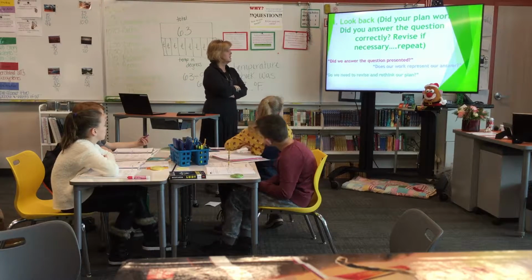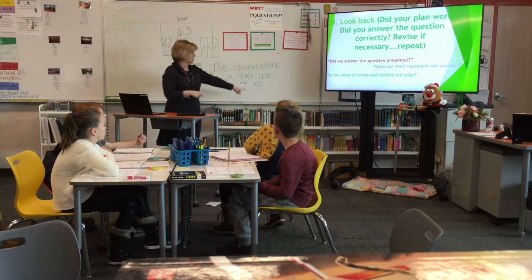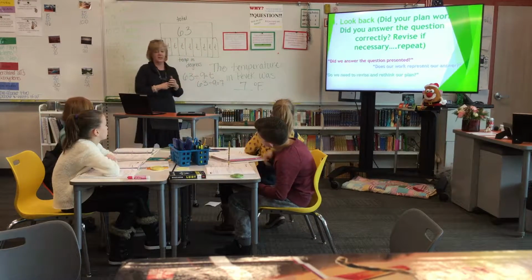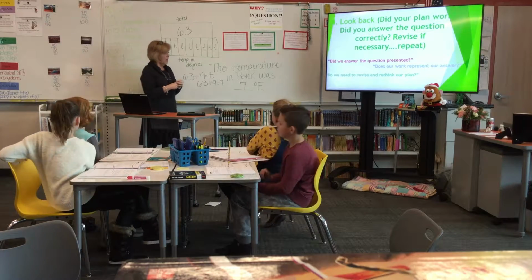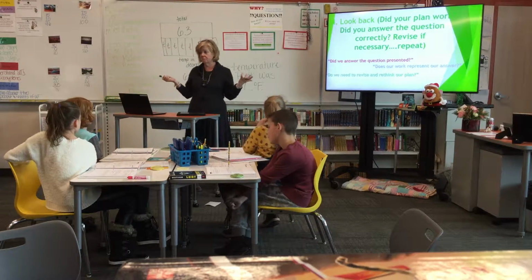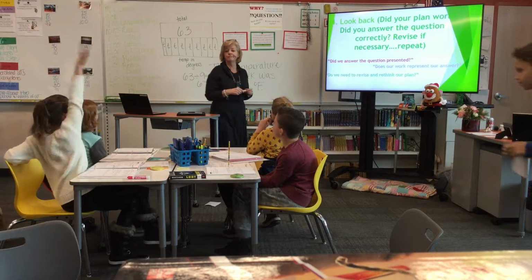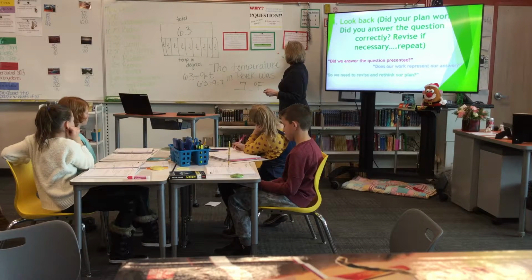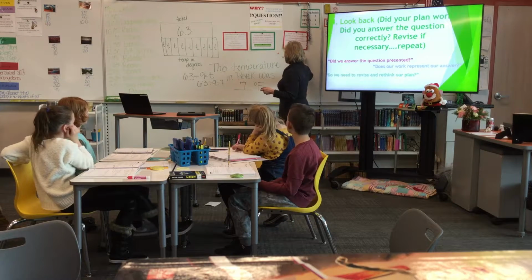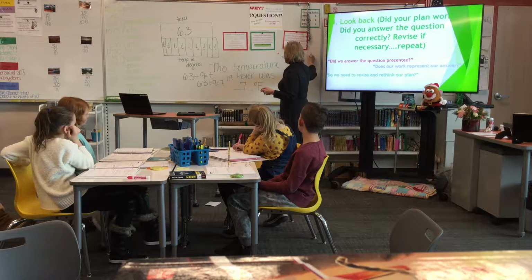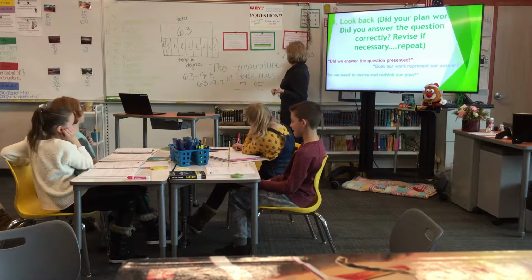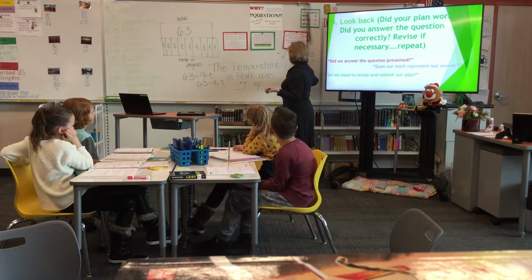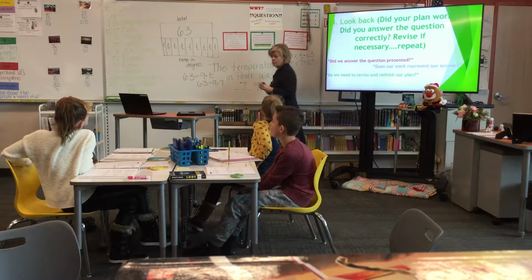Oh, look back. I didn't look back. Did I answer the question that was presented? Yes. And did my work represent the answer? Show my work. And do I need to revise or rethink my plan? How am I going to check it? What am I going to do? You could do 9 times something equals 63. That's what I mean. 9 times T equals 63. And I know that 9 times 7 equals 63. So is that my answer? Yep. So I've checked it so it works, right?